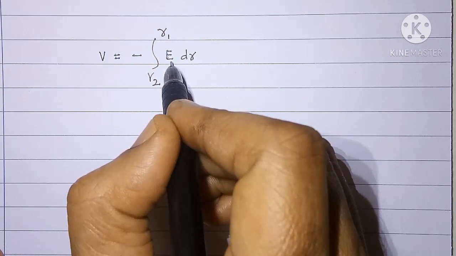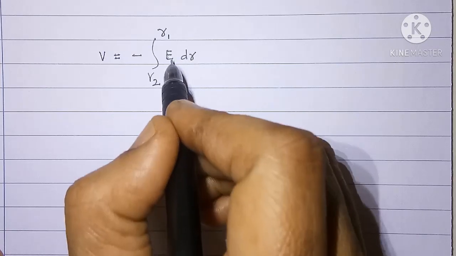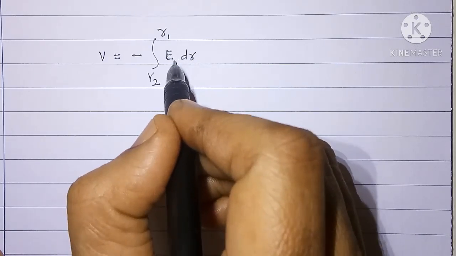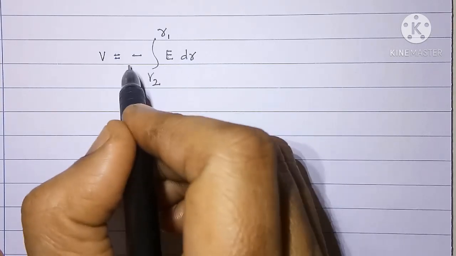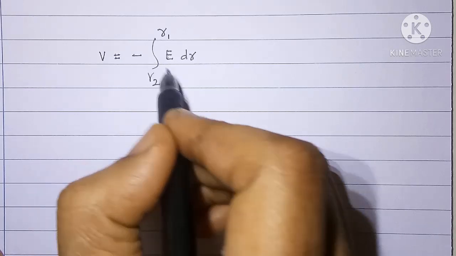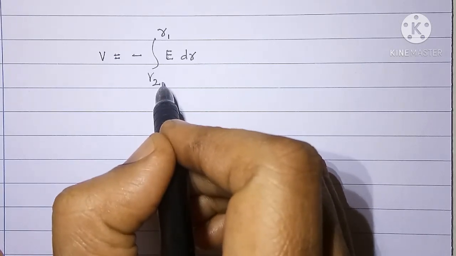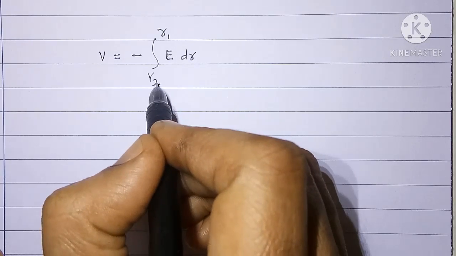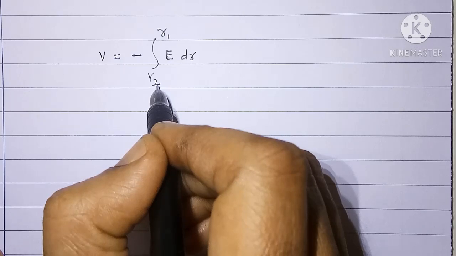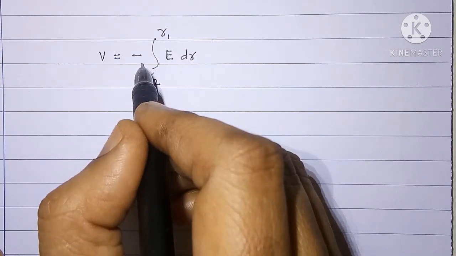We have seen that E has unit of volts per meter. That means E gives us work done per meter. We are taking minus sign here because the limits of integration are reversed. R2 is greater than R1, but here we are taking limits of integration from R2 to R1. That is why we are considering here negative sign.